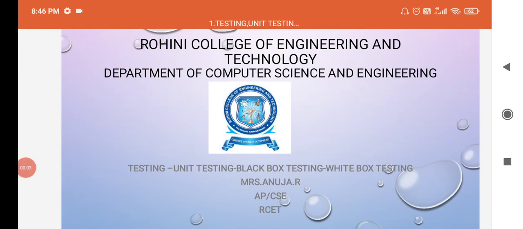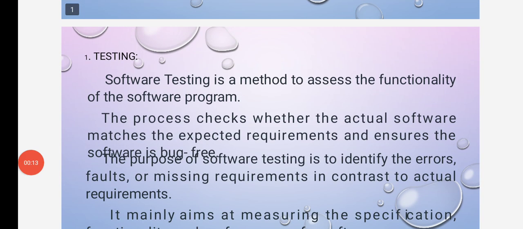The topic is testing, unit testing, black box testing, and white box testing, presented by Anuja, APCSE, Rohini College of Engineering and Technology. First of all, testing.